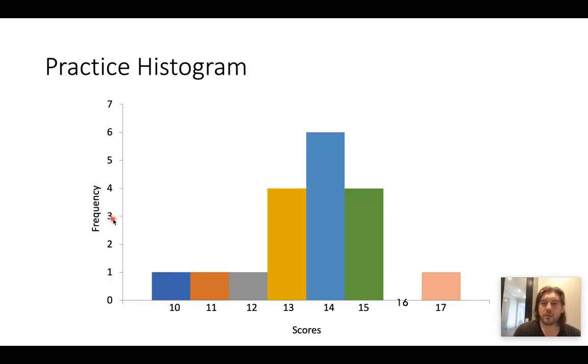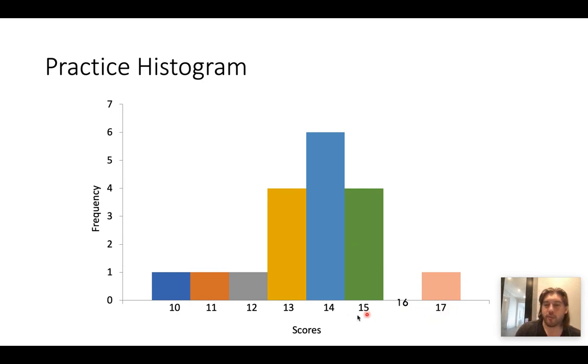Okay, so, sorry, my 16 is a little wonky over here. Here's more or less what your frequency histogram should look like. We had one score each of 10, 11, and 12. We had 4 scores of 13. We had 6 scores of 14. We had 4 scores of 15. We had 0 scores of 16, so it has no bar. And then we had 1 score of 17. So this is roughly what your histogram should look like.